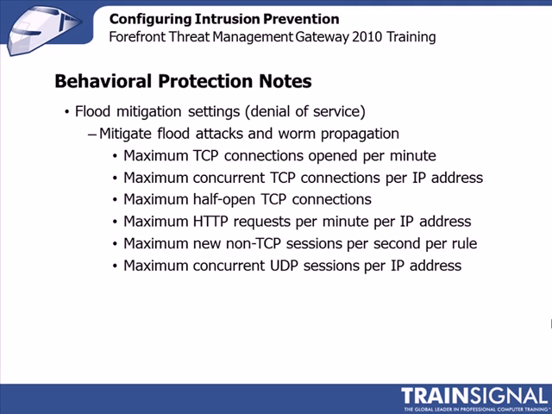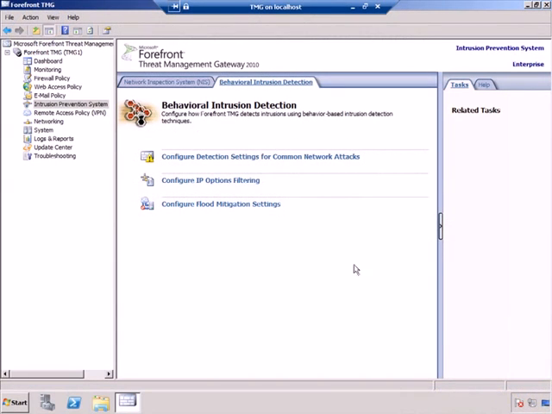Now, let's go over to the Global Mantics TMG system and take a look at these settings. I will note that Global Mantics is going to make no changes to the defaults, but we want to discover where these settings are configured. Here we are at the Intrusion Prevention System, this time at the Behavioral Intrusion Detection tab. And you can see some of the options we just talked about. For example, configure detection settings for common network attacks, configure IP options filtering, and configure flood mitigation settings.